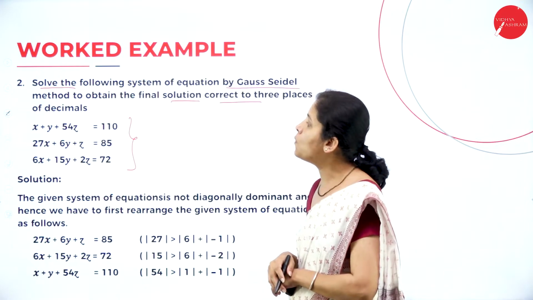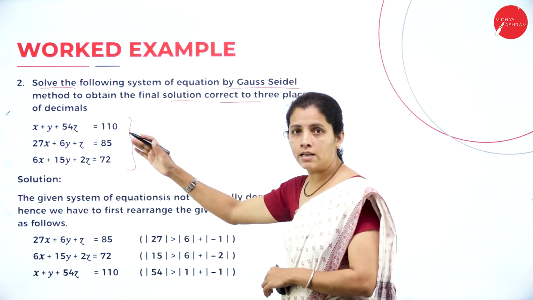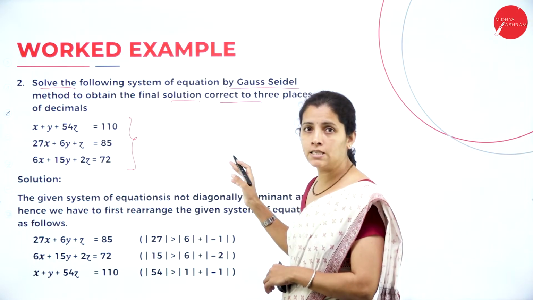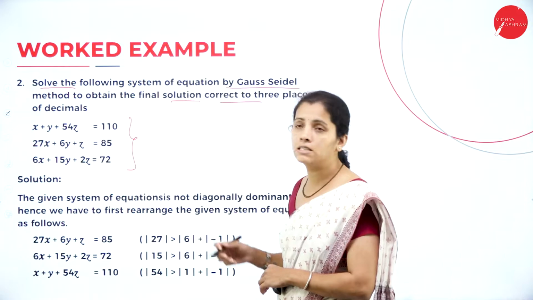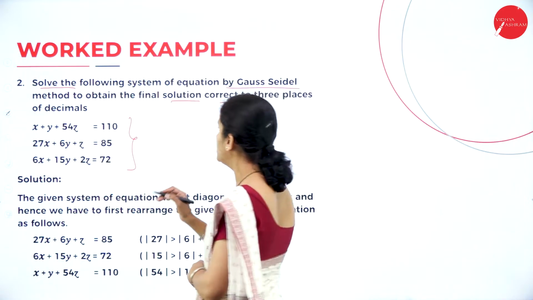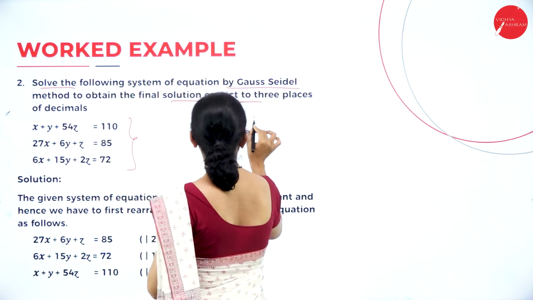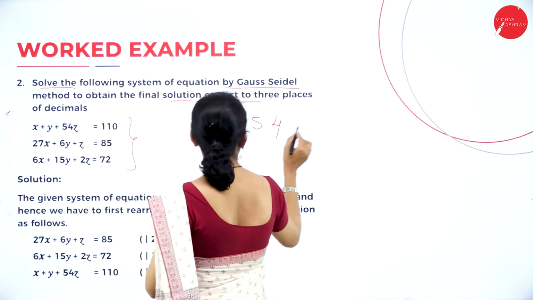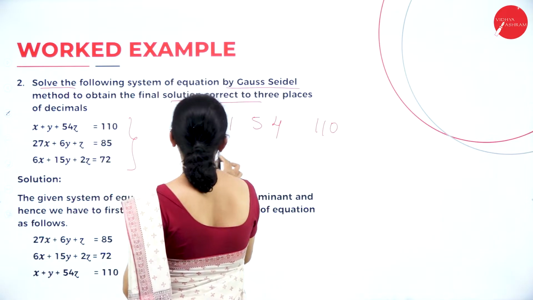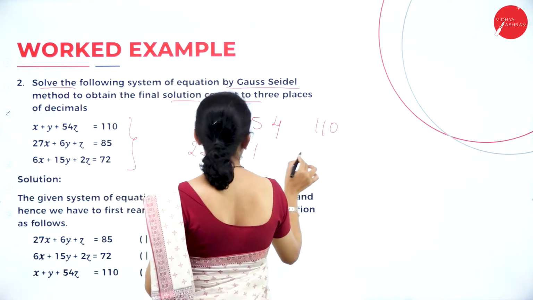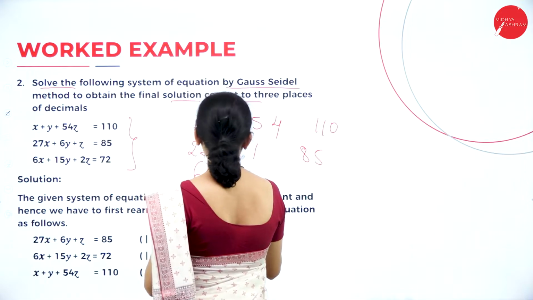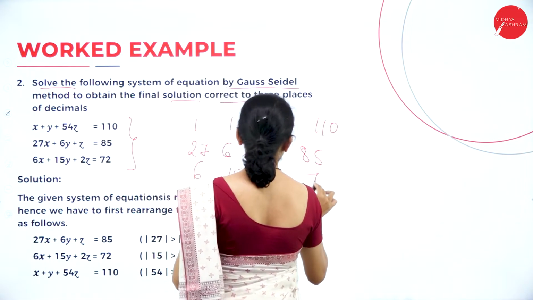Okay, fine. Now what I want to do, if I write this equation in the form of augmented matrix, okay, I check if all the elements are diagonally dominated or not. Okay, fine. First I'll write 1, 1, 54 and 1, 1, 0. Then 27, 6, 1 and 85. And 6, 15, 2 and 72.